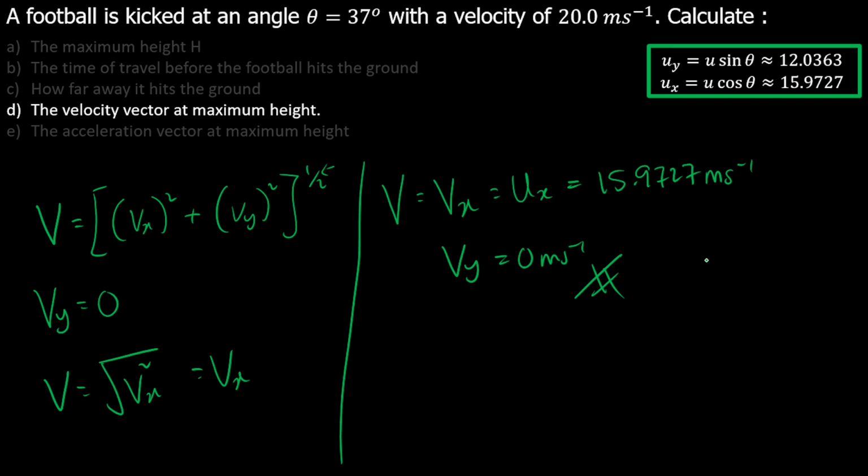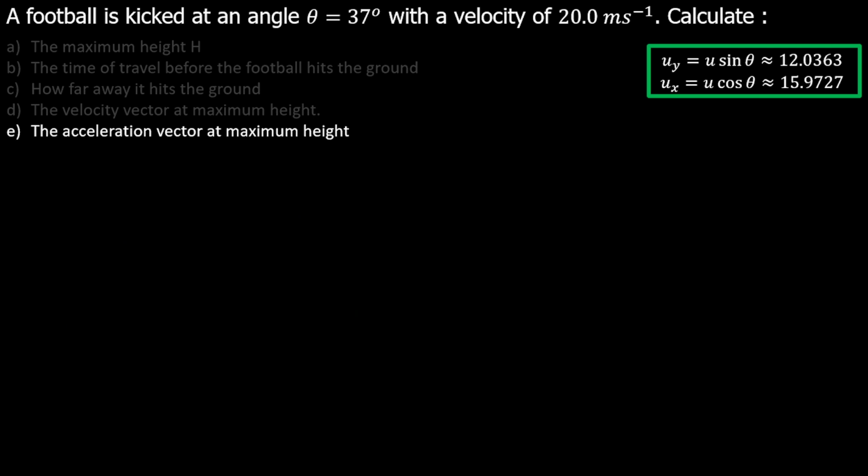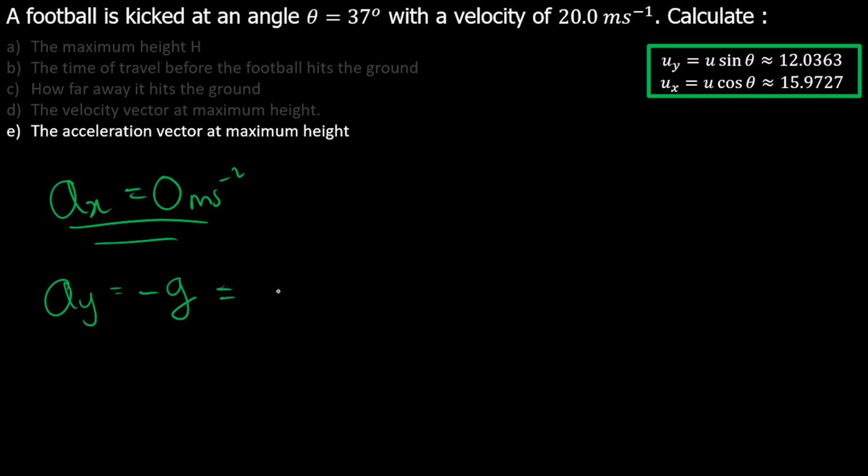That's your solution. Now, the last part is going to be the acceleration vector at maximum height. And it's not just at maximum height, in all our cases, our ax has always been 0 meters per second squared. On the other hand, ay is mainly affected by our gravitational acceleration, which is negative g, and this value is just 9.81 meters per second squared.